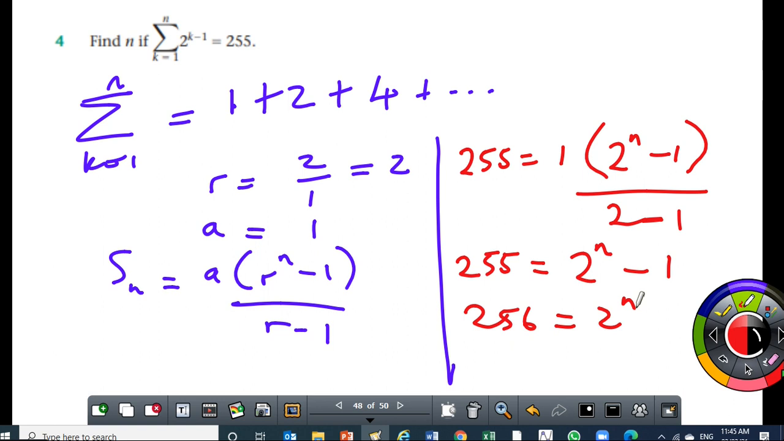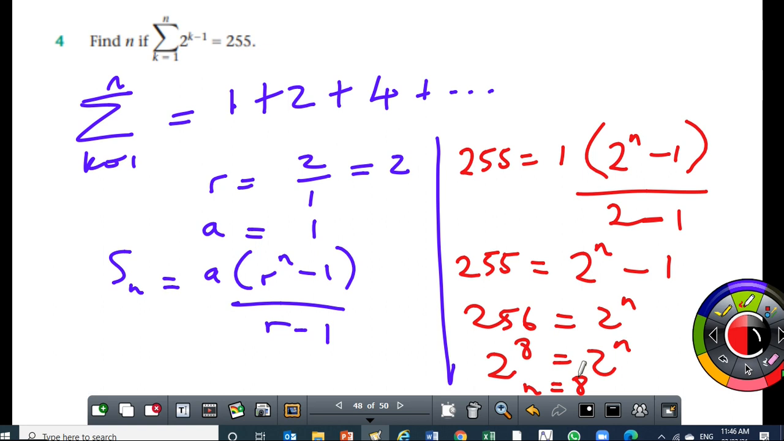So based on what I have here, there are no negative bases. So I've got 255 is positive. 2 minus 1 is what? 1. 1 times 2 to the power of n is 2 to the power of n. 1 times minus 1 is minus 1. Take the minus 1 on the right to the left to get 256, and the 256 is positive. Then you convert the 256 to a base of 2. What do you get? 2 to the power of 8. Then n is going to be equal to 8. That's the answer you got.